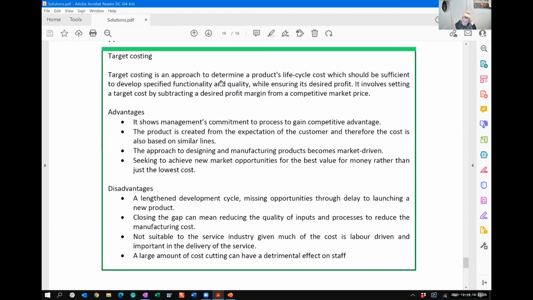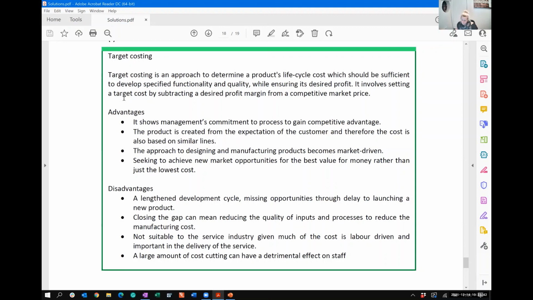It's an approach to determine a product's life cycle cost, which should be sufficient to develop specified functionalities and qualities while ensuring its desired profit. It involves setting a target cost by subtracting any desired profit from a competitive market price. Like I said, with this one, it's just you explaining that you're aware of what target costing is. It's how we come up with the price of a product. It's what we're aiming to actually cost something.